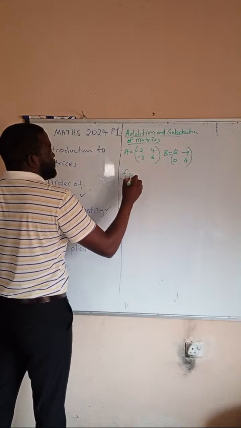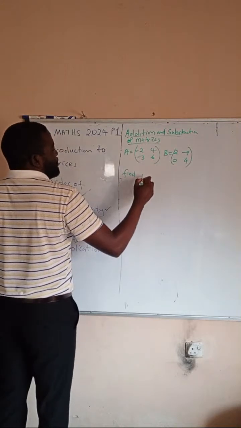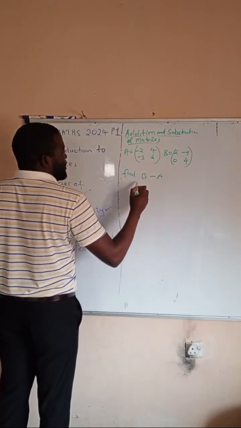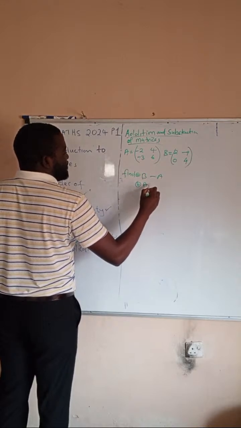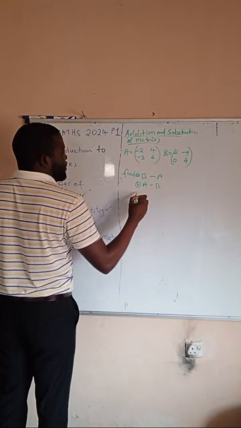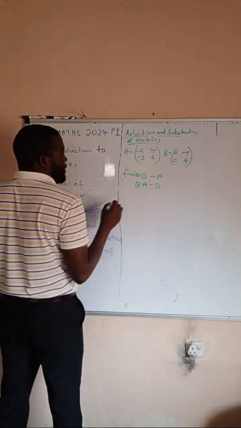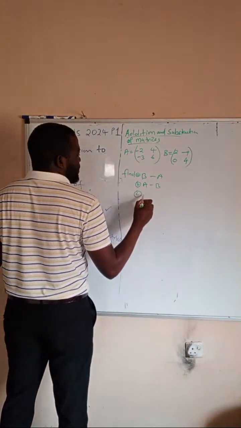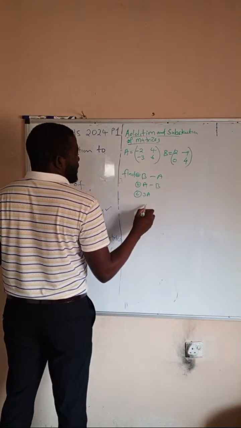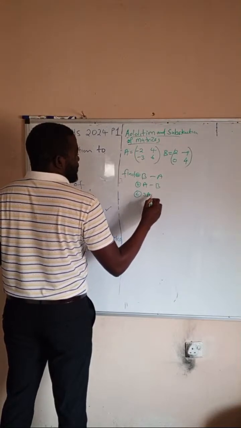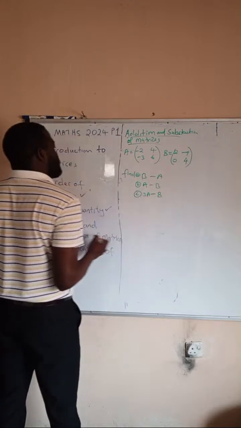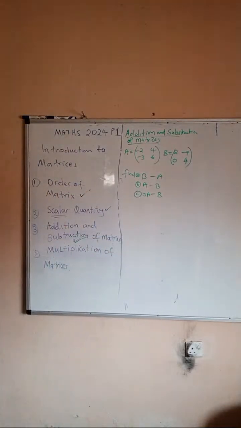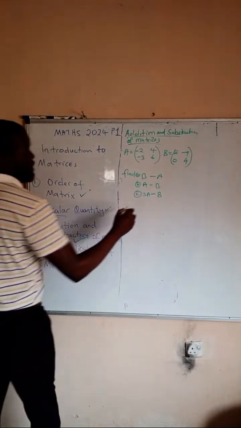find B minus A, that is question A. Question B, find A minus B. Okay? Question C, 3A minus B. Something like this. Okay? So let's solve the solution.